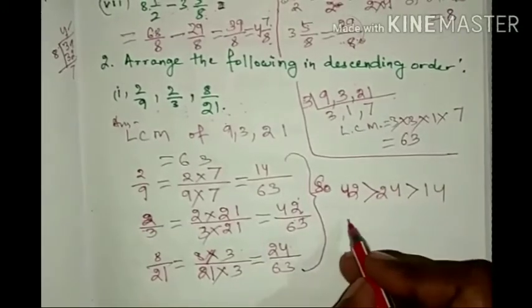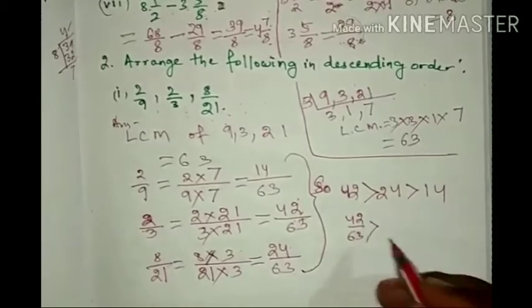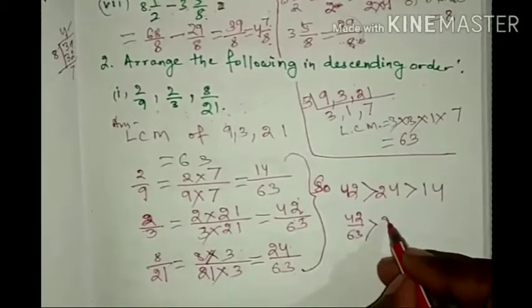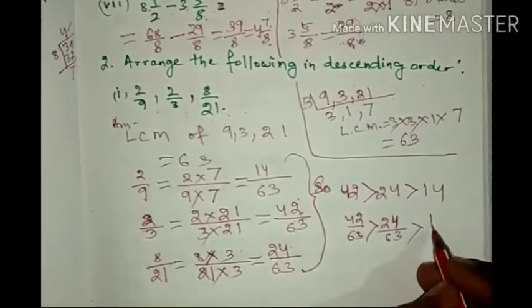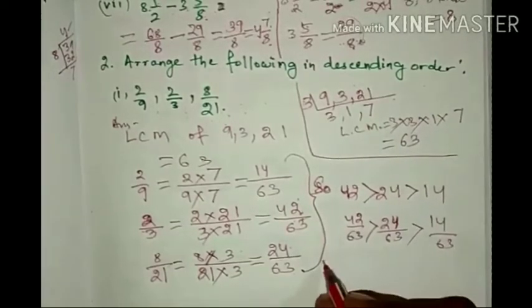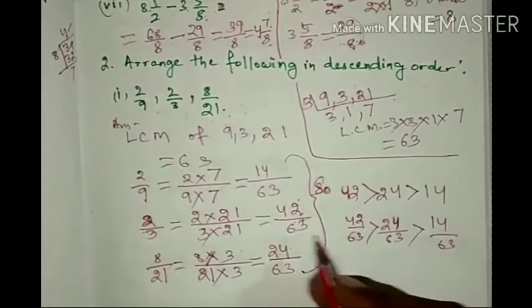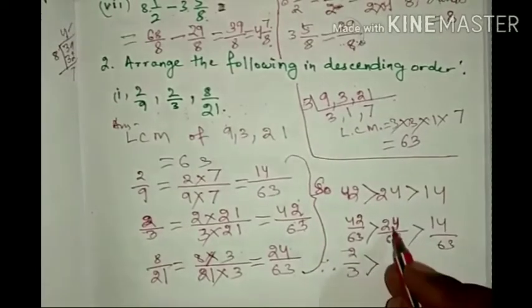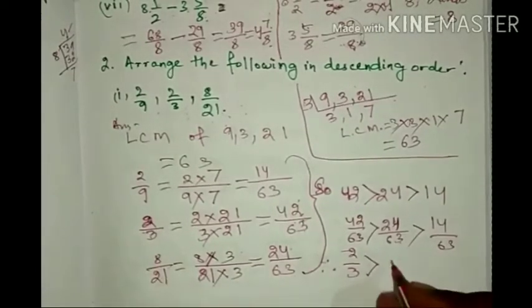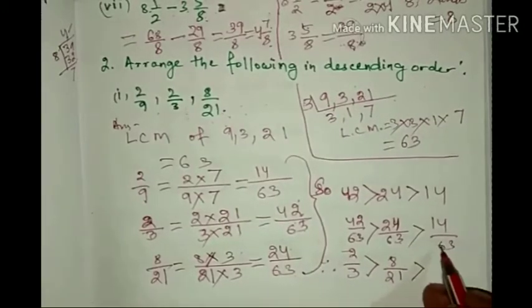You can write it as 42 by 63 greater than 24 by 63 greater than 14 by 63. Hence, 42 by 63 is how much? 2 by 3. 2 by 3 is greater than 24 by 63, which is 8 by 21, which is greater than 14 by 63, which is 2 by 9.